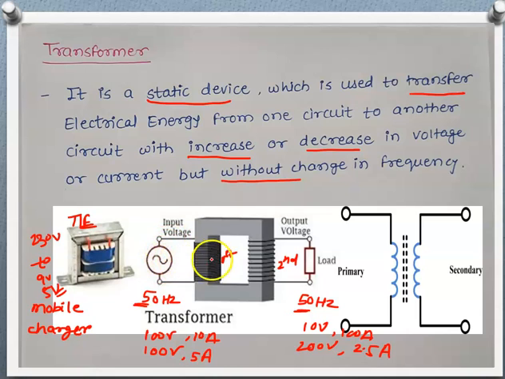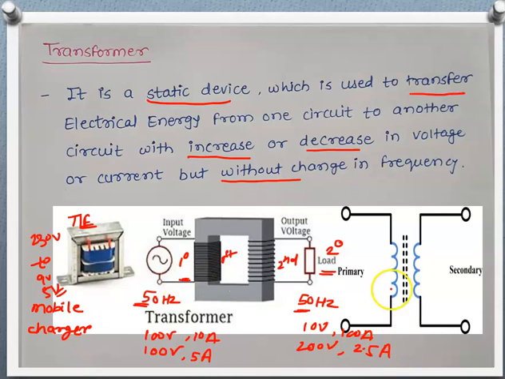When the supply is connected to any one of the winding, that winding is called as primary winding, and when the load is connected to any one of the winding, that winding is called as secondary winding. That means the winding which is connected to supply, we call it as a primary winding. The winding to which load is connected is called as secondary winding. That means this is our primary winding and this is our secondary winding.